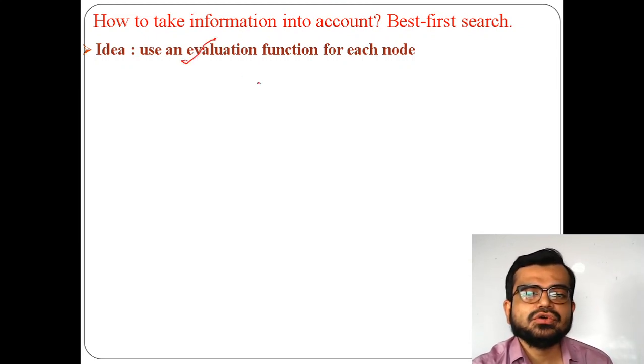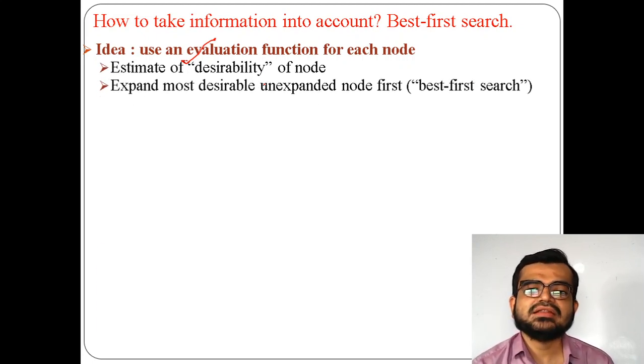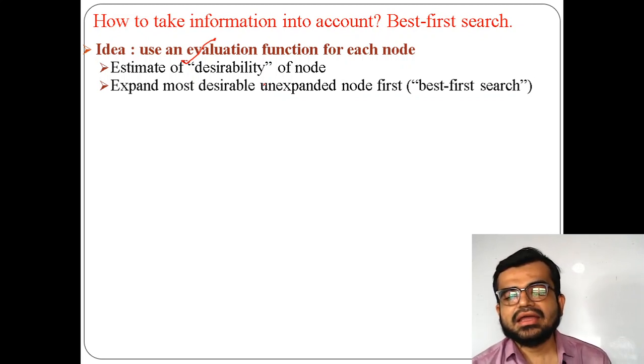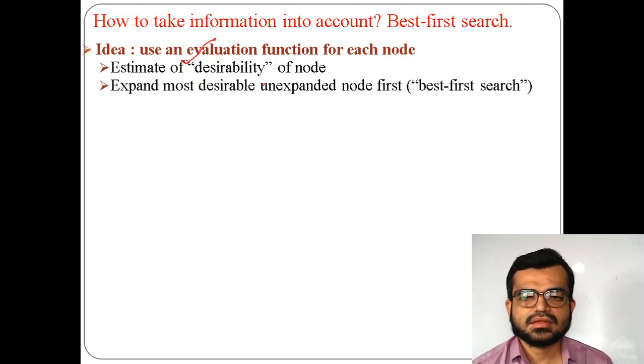So what I have to do is an evaluation function for each node, so that I know the approximate heuristic value or approximate heuristic function. Then I have to estimate the desirability of the node. That means how the node visits the next nodes in order to expand, and you need to expand the desirable unexpanded node. In best first search it has to expand which are unexpanded and which are desirable. Desirable means which will give you the result, which have more probability of getting the result.